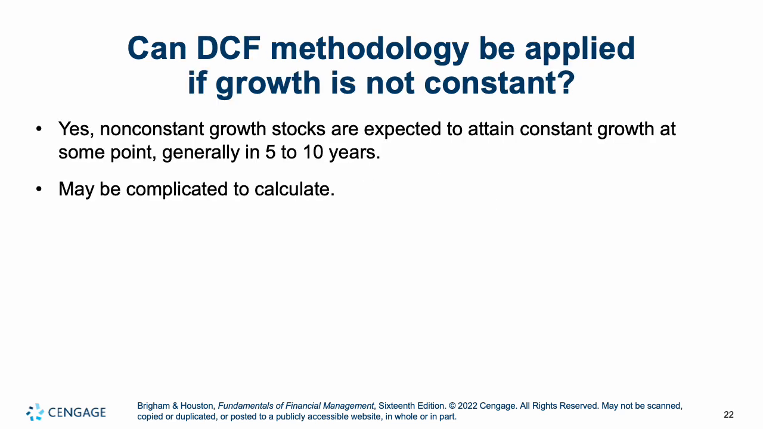Can the DCF method be applied if growth is not constant? Non-constant growth stocks are expected to attain constant growth at some point, generally in 5 to 10 years, but it may be complicated to calculate. In that case, it would probably be easier to use the CAPM approach.